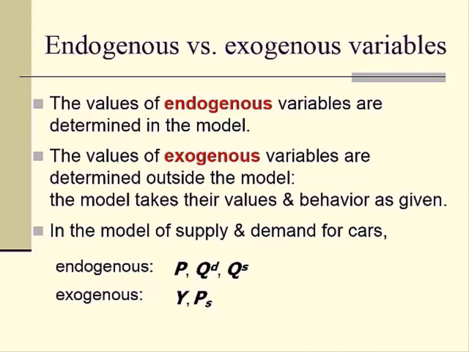So in summary, the values of endogenous variables are determined within the model, whereas the values of exogenous variables are determined outside the model, and the model takes their values and behavior as given. So you wouldn't want to get confused about the difference between endogenous and exogenous variables. But simply, endo means within and exo means outside. So outside of this model, Y and PS are determined, and within the model, P and Q are determined when there's a change in exogenous variables. So in other words, exogenous variables are given, whereas endogenous variables are determined within the model.